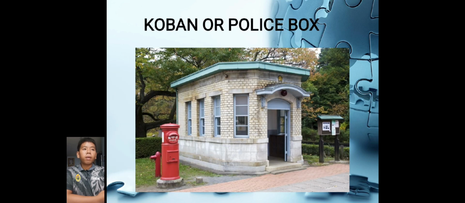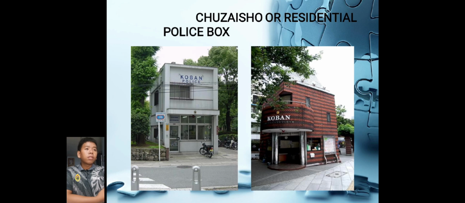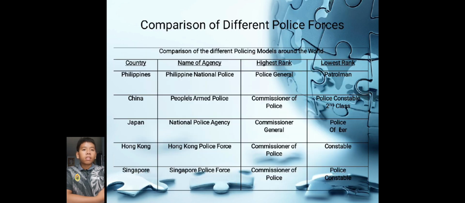And this is the Koban, or the police box. This is where the police stay. Here. This is their headquarters. The Chuzaisho, or Residential Police Box. Then the comparison of different police forces.